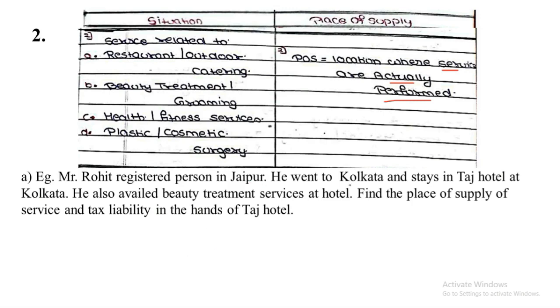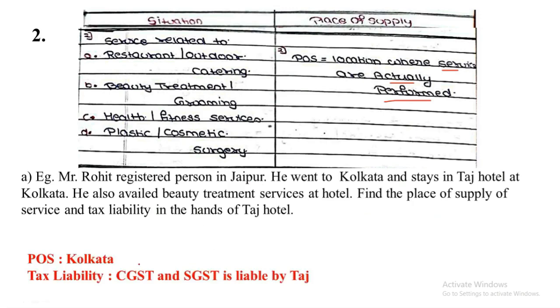So in our case, everything is taking place in Kolkata in the Taj Hotel. So your place of supply will be Kolkata, and CGST and SGST will be liable by Taj. Because Kolkata is your place of supply, and the beauty treatment which is taking place is also in Kolkata. So both of them are in Kolkata, so your tax liability will be CGST and SGST.